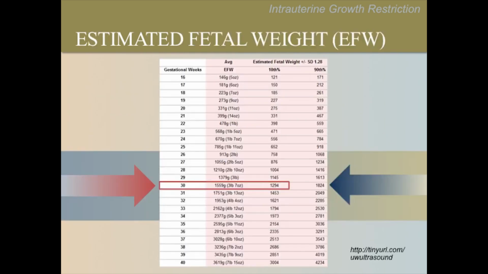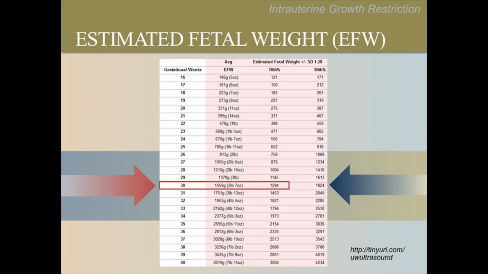Now we look at our estimated fetal weight chart. Please pause the video to take a moment and find the estimated fetal weight chart in your handbooks or download it from our website. At 30 weeks, the average weight is 1,559 grams, and 90% of fetuses are above 1,294 grams. The EFW of 1,201 grams is below 1,294, so it is abnormal and we would diagnose IUGR.